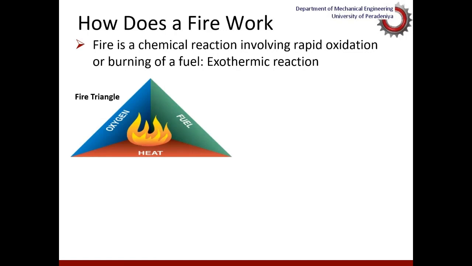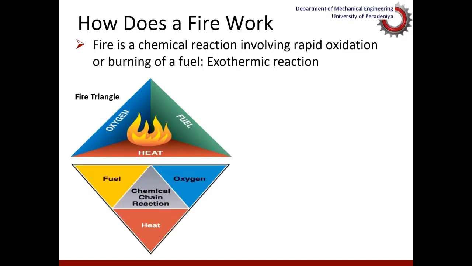So when you have these three things available at the same time, you could expect a fire. So that is what is meant by the fire triangle. Fuel, oxygen, and heat lead to a chemical reaction. So all these three ingredients are required to create a fire.